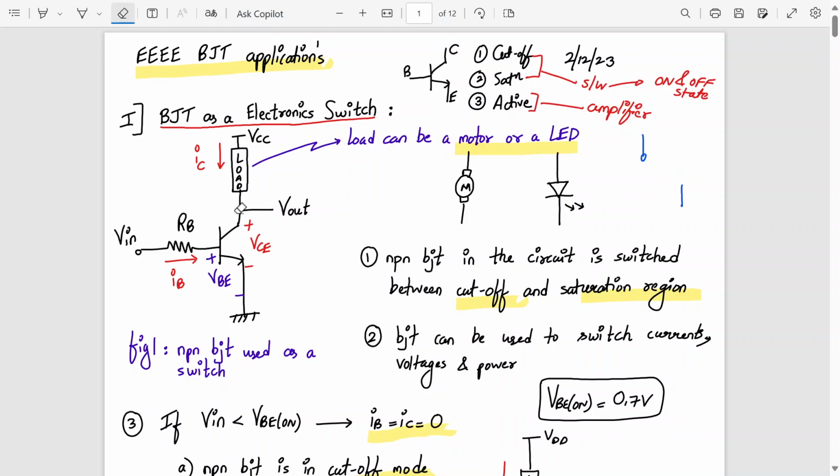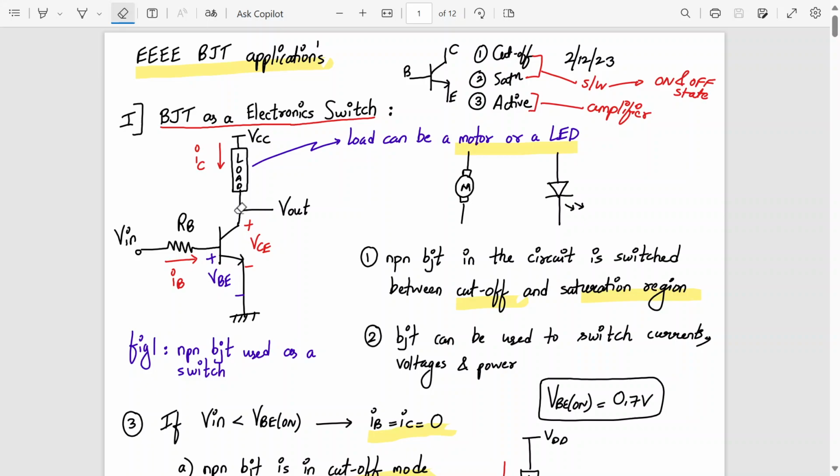Okay. So here what I've explained is, I'll explain over here. BJT as an electronic switch operates in two modes of operation, that is cutoff and saturation. Cutoff means fully off, saturation means fully on. So that's the property of a switch, right? On and off state. So here is my circuit diagram. We have applied input via a resistor to the base terminal, and we have taken the output across the collector terminal. A load can be connected. A load can be a motor or a LED.